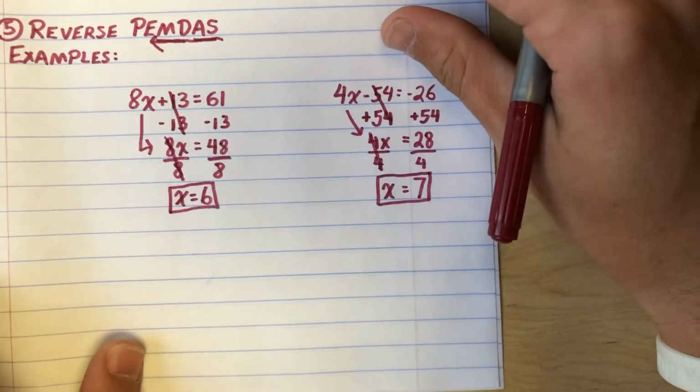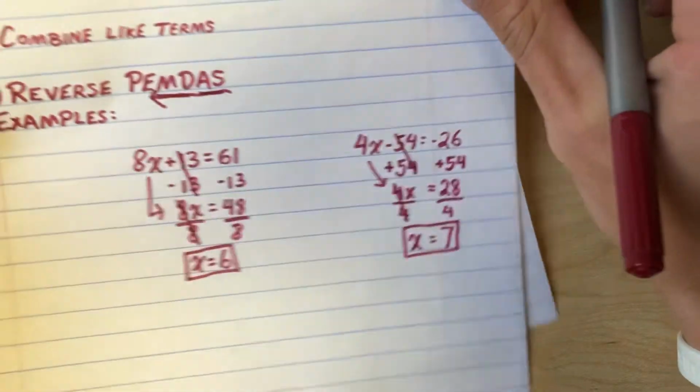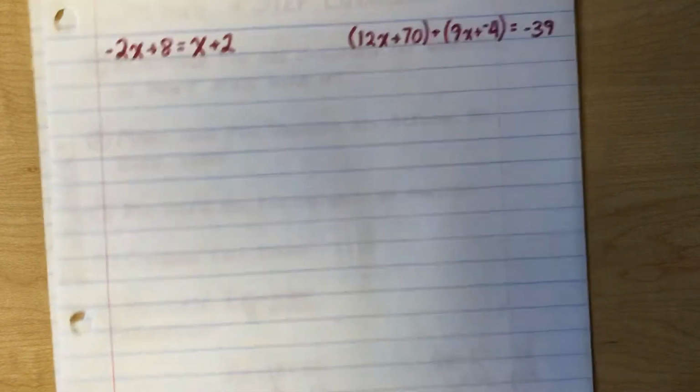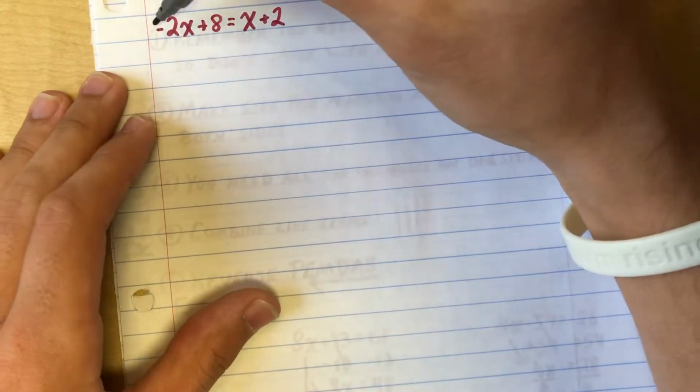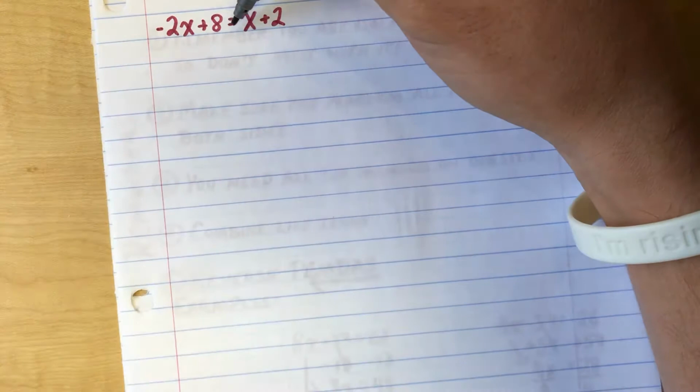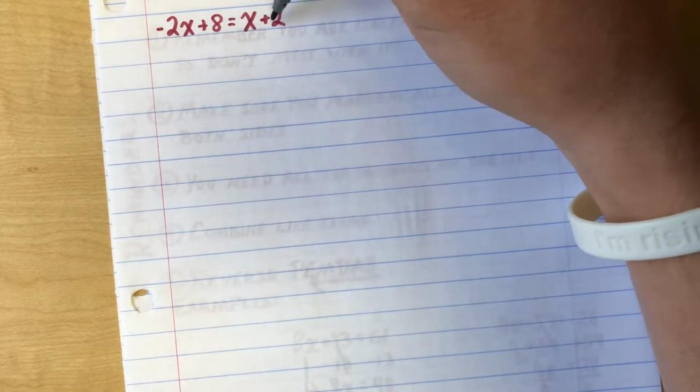So now we're going to go to some that are not in the form that we want. And it makes it look like they aren't two-step equations, but they still are. You just have to do a little work to get it in the form that you need it to be in, all right? So we're going to work with this one first. So this one, it says negative 2x plus 8 equals x plus 2, all right?